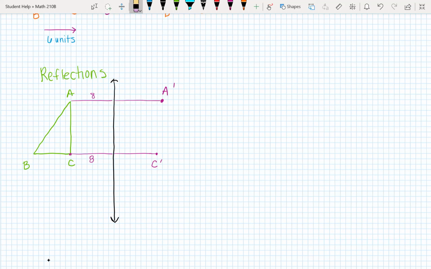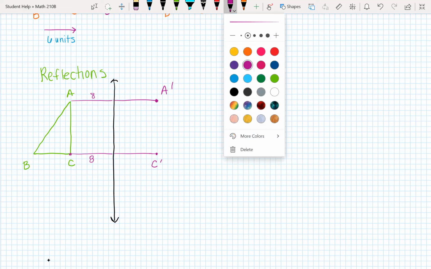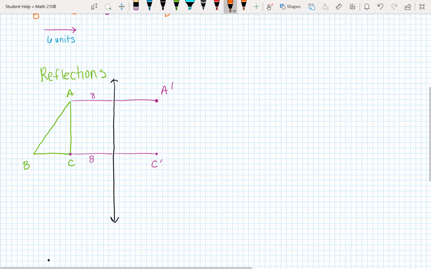Oops, that's too far. A little bit too far. Right here, right? A prime. Now point B, let's see how far that is. It looks like it's 8, and then we've got 1, 2, 3, 4, 5, 6, 7. It looks like this length here is going to be 15.